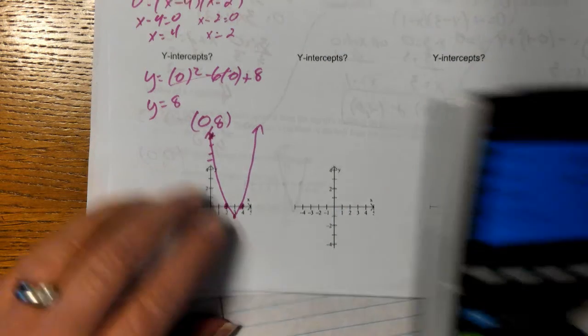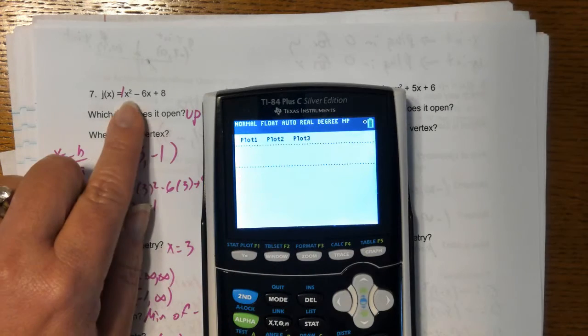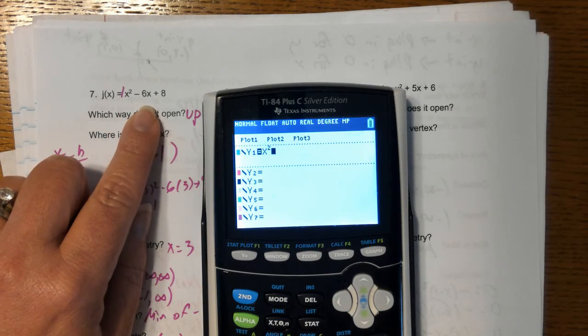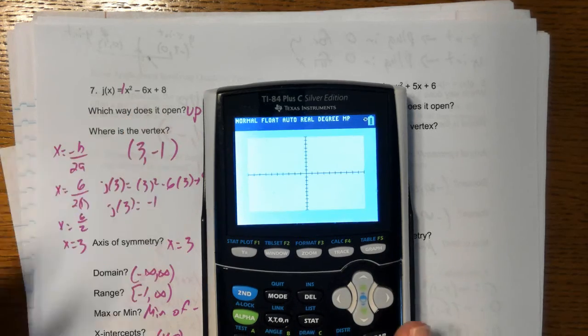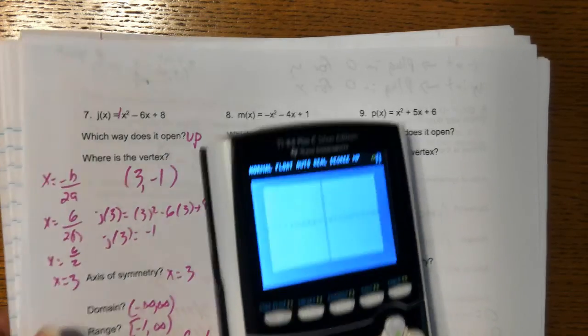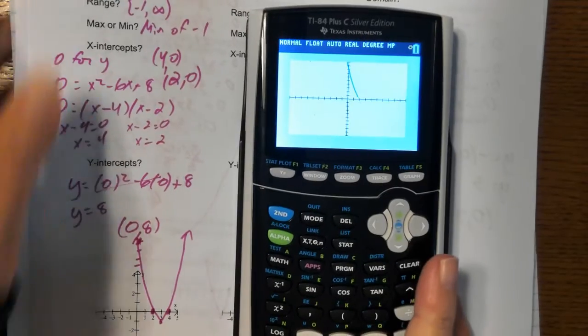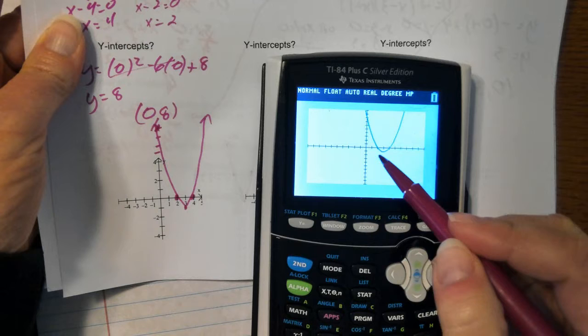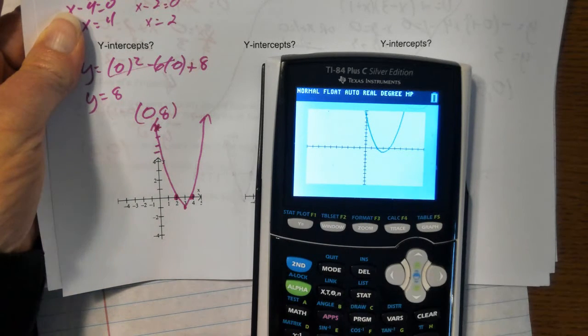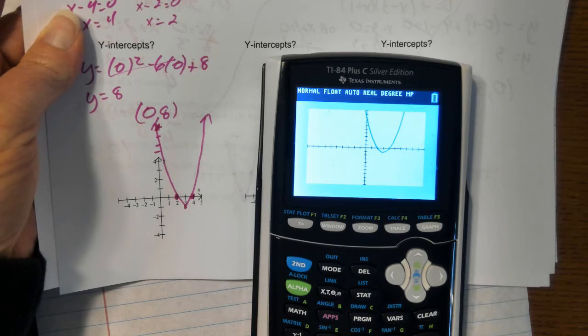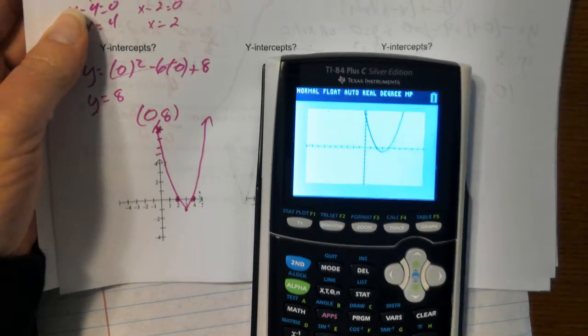Okay? Again, you can graph it in your calculator. And sure enough, when I graph it, it does look the same. X-intercepts at 2, 0, and 4, 0. Vertex at 3, negative 1. Looks like it's supposed to right there. Okay? All right, number 8.